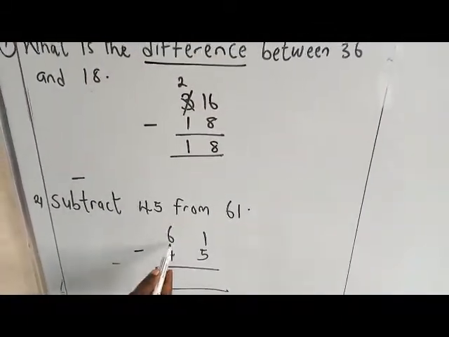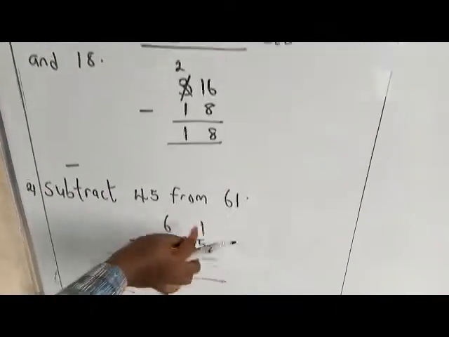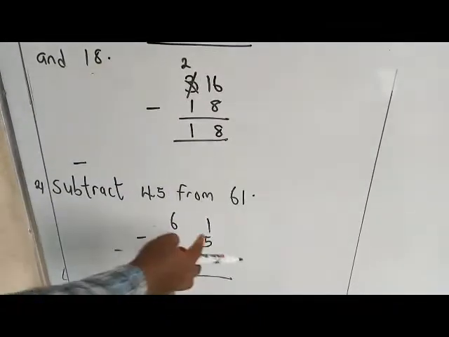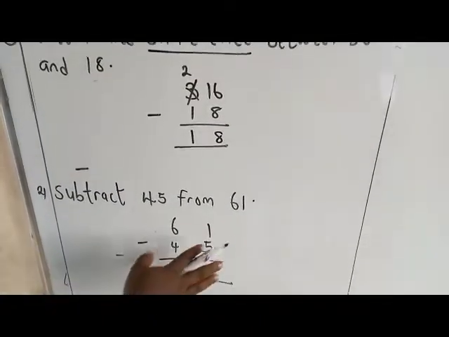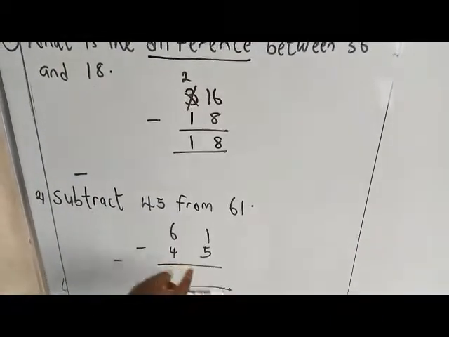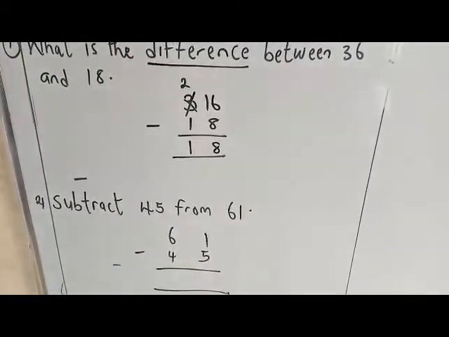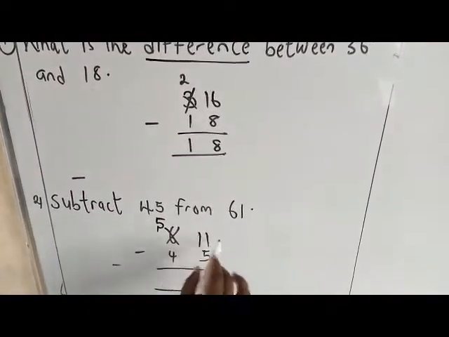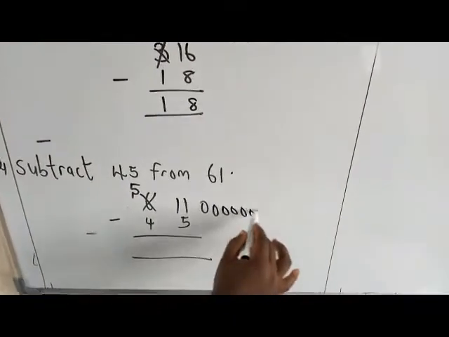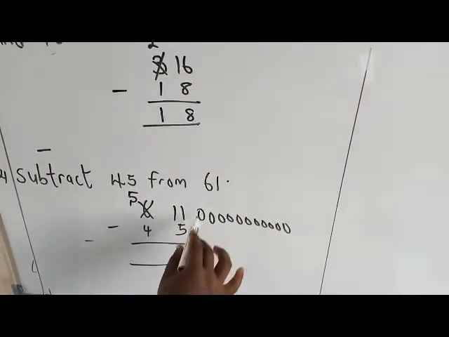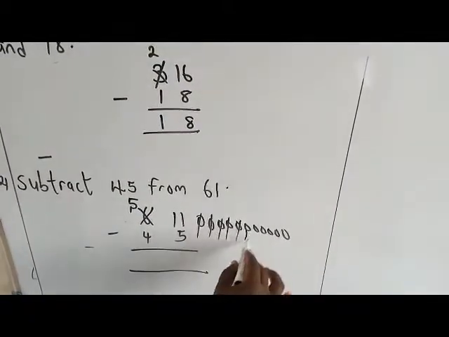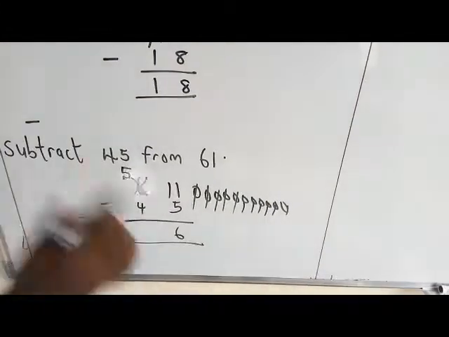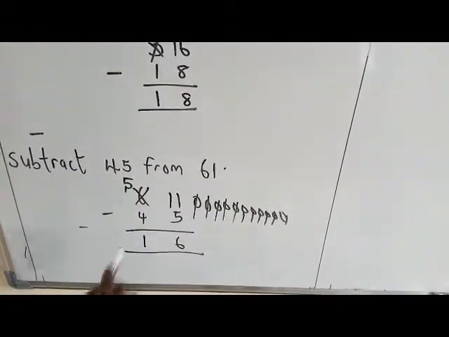Here, you borrow, because whenever this number is smaller than the number above it, you cannot take it away. For instance, you cannot carry your dad. Can you? You cannot. But with the help of other persons, you should be able to carry him. So you come here and borrow from the number before. Here becomes 11. 11 take away 5 is 6. Then 5 take away 4 is 1. That's the answer.